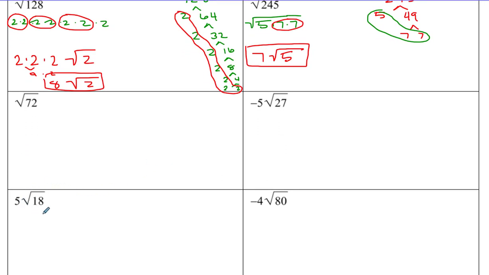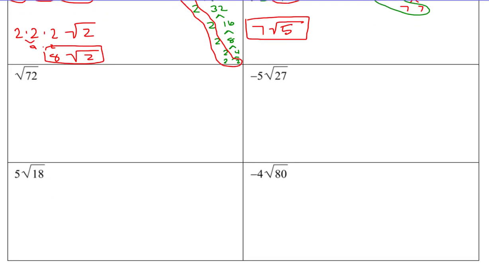Alright, I'm going to skip down to this one right here, and then I'm going to let you try the next 3 on your own. So you can get some practice in here.